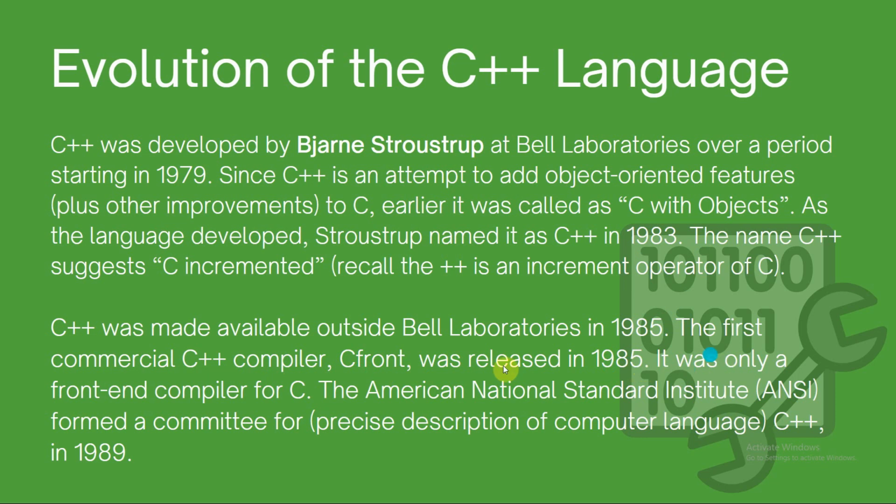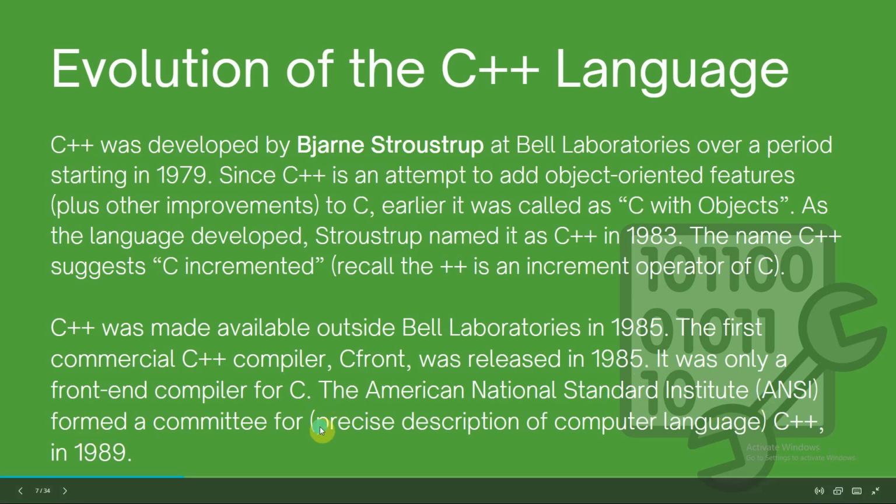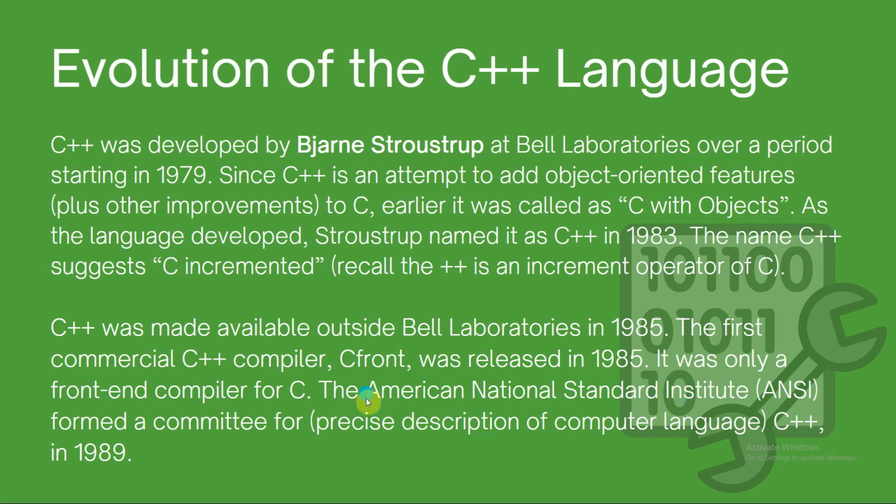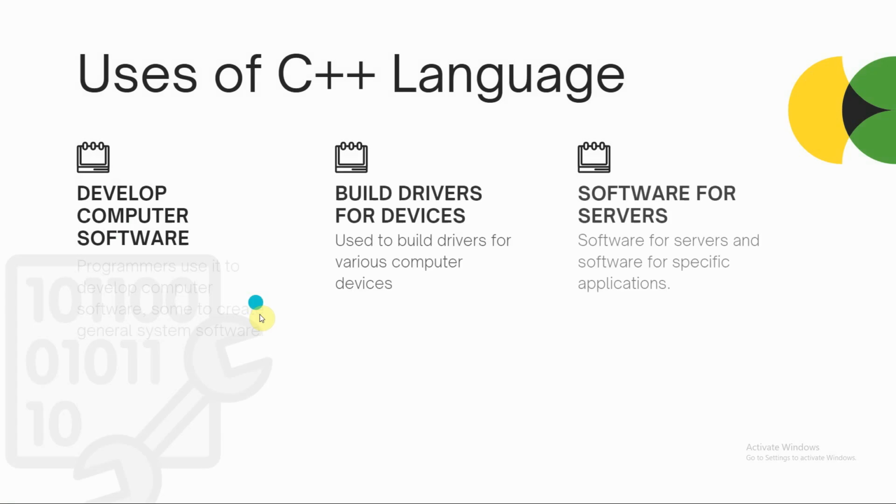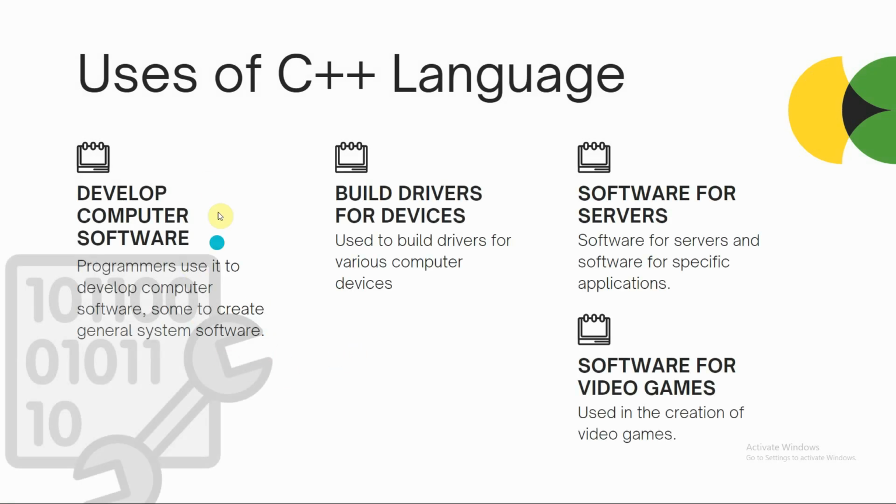It was only a front-end compiler for C, and the American National Standards Institute, or ANSI, formed a committee for C++ in 1989. For its precise description of the language, it was developed by this committee formed by the American National Standards Institute.